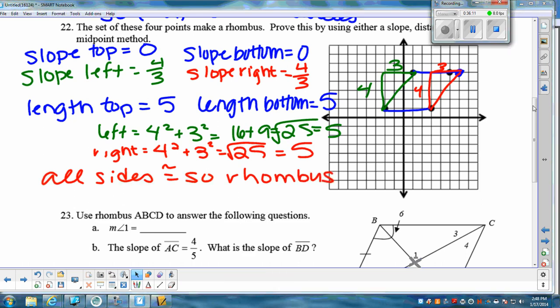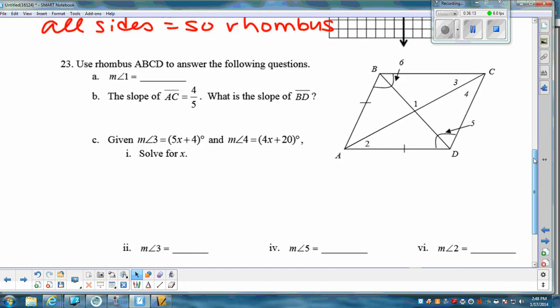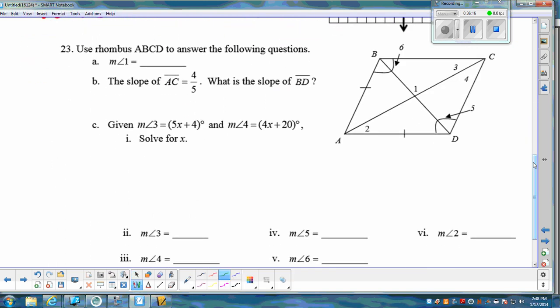All right, so we keep working through, and we're done with the coordinate plane for now. We're back to our rhombus. We know that angle 1, since that's where our diagonals intersect each other, is 90 degrees. Since AC has a slope of 4/5, and that is one of our diagonals, since BD is perpendicular to that, its slope must be negative 5 over 4, the opposite reciprocal. Well, we also know that the diagonal bisects opposite angles, which means that 3 and 4 must be congruent.